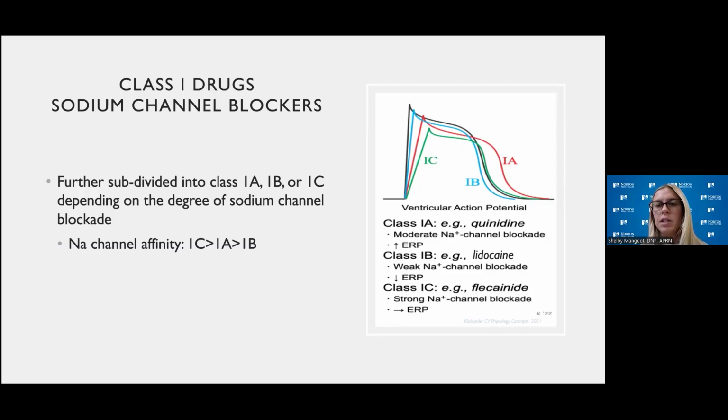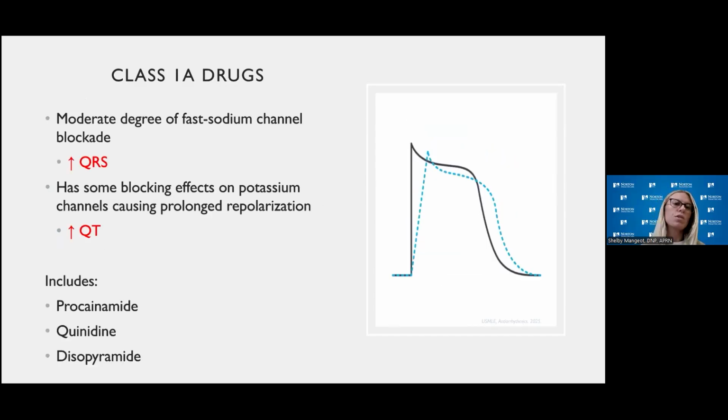So in the picture, you can see the green line. That's our 1C sodium channel blockers. They have the most profound effect on that phase 0 slope. And then the red line is our class 1A. They have a moderate degree, and then 1B is going to have our weakest degree of sodium channel blockade. So starting with class 1A, these are our moderate degree of fast sodium channel blockade.